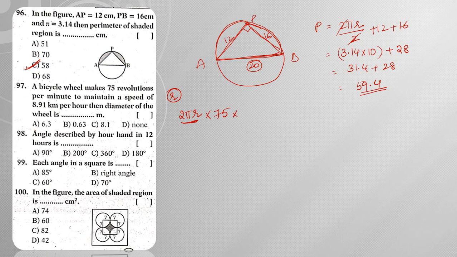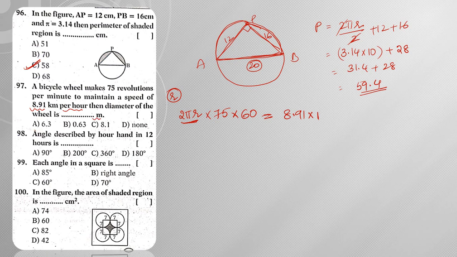So this is per minute, right? Here I need to compare per hour, so we need to multiply with 60. This is nothing but the distance covered in 1 hour. This should be equal to the distance covered by the given speed in 1 hour. Speed is given, so the distance traveled in 1 hour is speed into time: 8.91 into time, and the time is 1 hour.